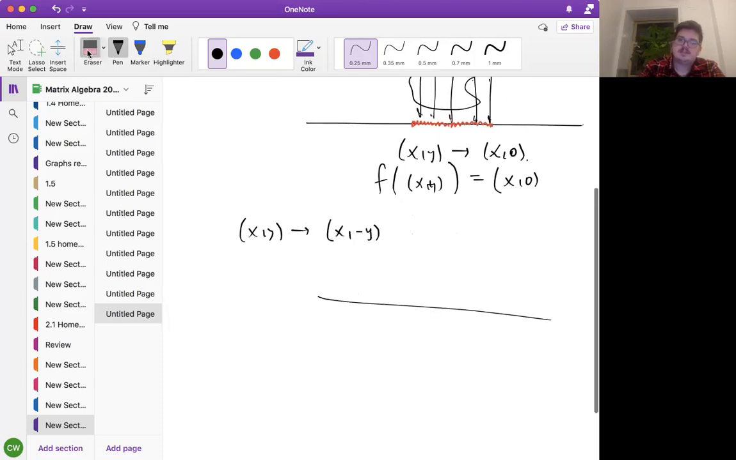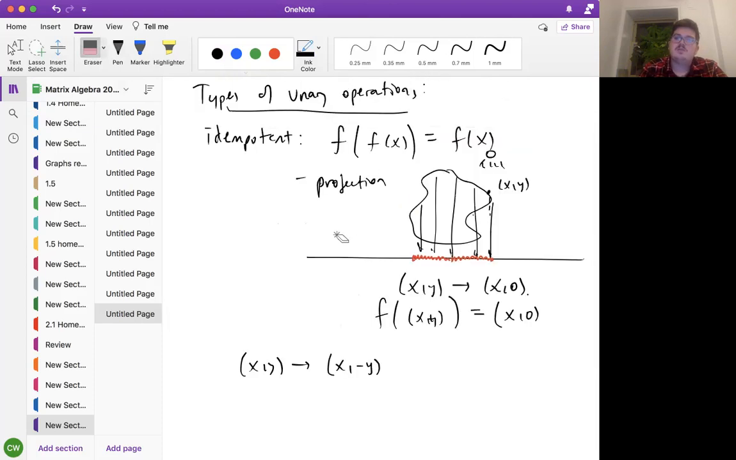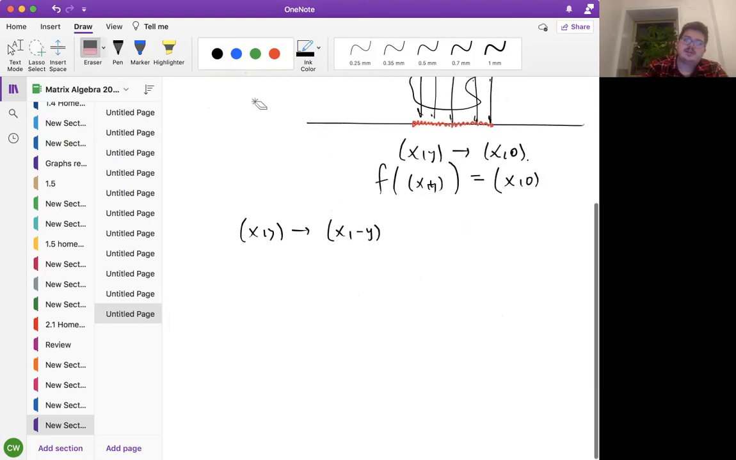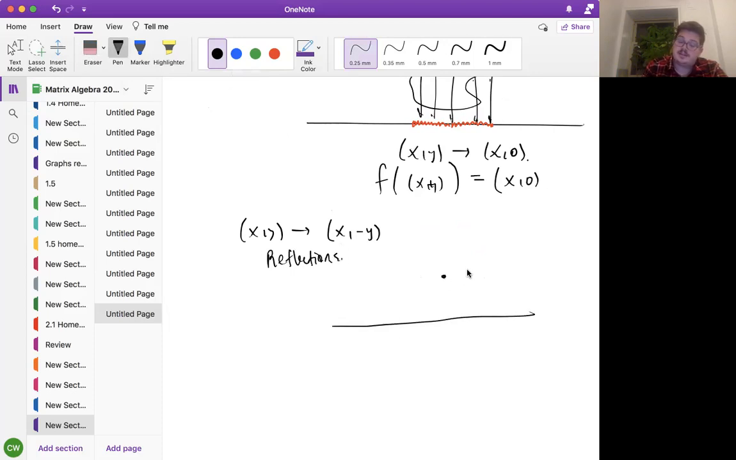Someone say what that is? Oh, no, actually, yeah, that's fine. Yeah, reflections. That would also be idempotent. Yeah, good. That's the better example. x, y to x, negative y, and if you do it again, you come back. Good. Okay, so that's idempotent.